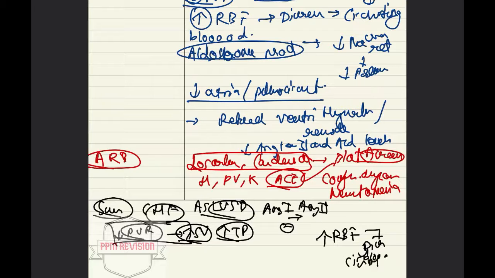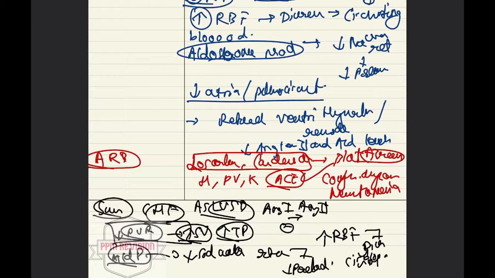Next, we also saw aldosterone production. Due to this, there's a decrease in sodium and water retention. Due to this, there's decreased preload as well. Next, there's also venodilation. It also causes a decrease in preload, and there's a decrease in pressure in the atria as well as the pulmonary circuit.